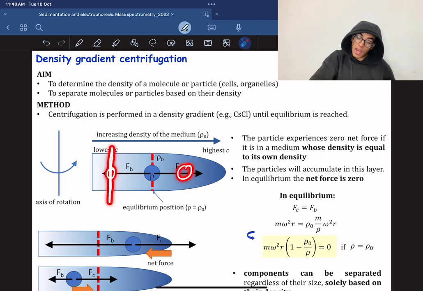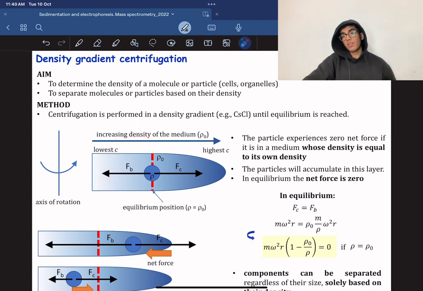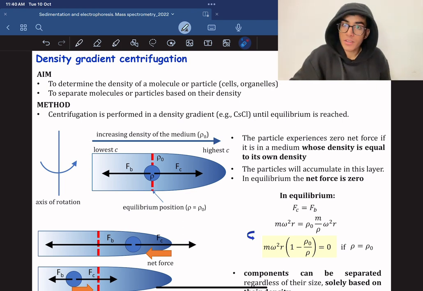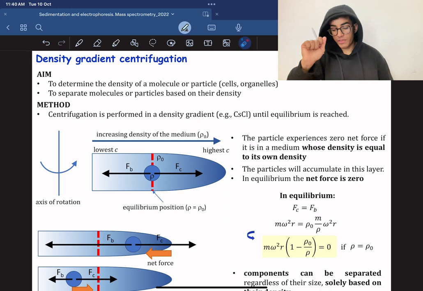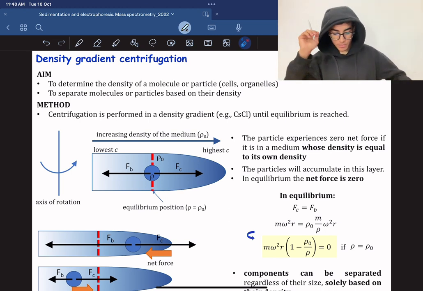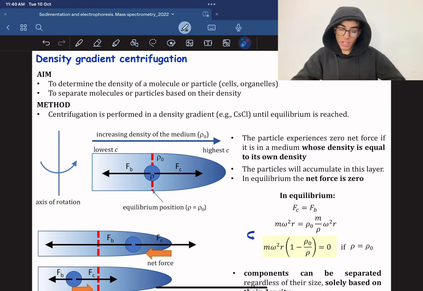So it's going to stop maybe here, maybe here, somewhere. But what we know is that when it stops here, the density of this molecule is going to be equal to the density of the CsCl at that point. And we know the density of CsCl. So we can find out the density of the molecule. Boom. That's what density gradient centrifugation is used for. Okay? Use CsCl as an example in your essay questions, if they ask an essay question. So that's how density gradient works.